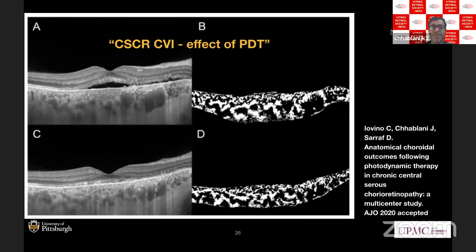In a similar way, we wanted to understand how the CVI could be useful when we are looking at CSR patients. This is work in collaboration with David Saraf in Los Angeles, where we looked at the effect of PDT on the choroidal vascularity, and we found that the choroidal vascularity index could be a very good outcome measure and a predictor to understand whether your patient is responding to PDT or not, and if you can predict any recurrence by using these indices.